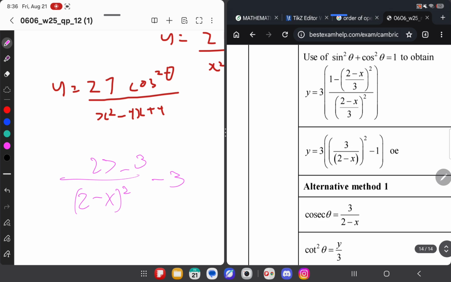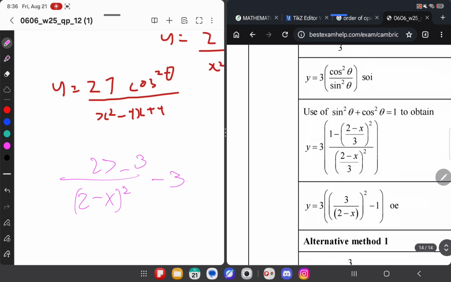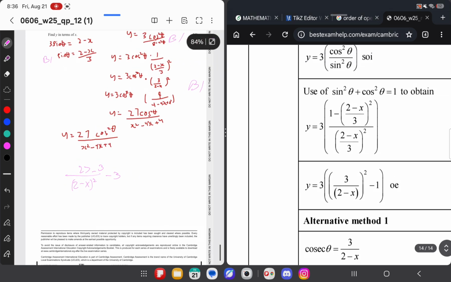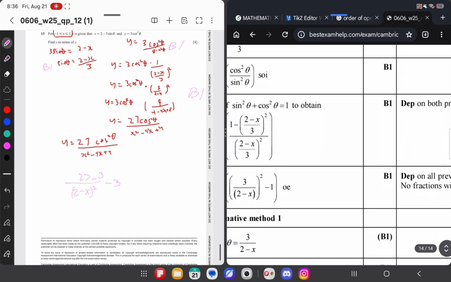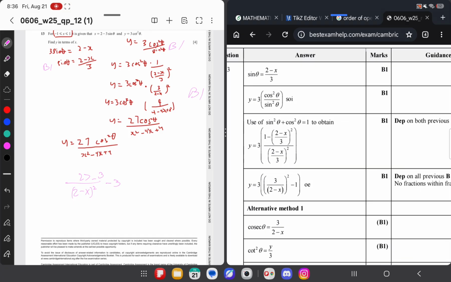Why is there no cosine? Why is this still cosine squared? This is still cosine squared. This is not in terms of x. I'm sorry, I'm really sorry. This is not in terms of x. Yeah.